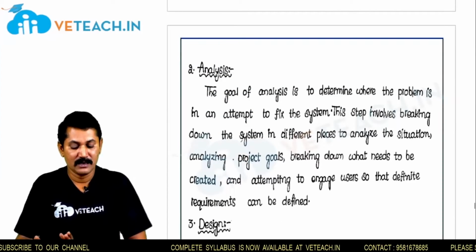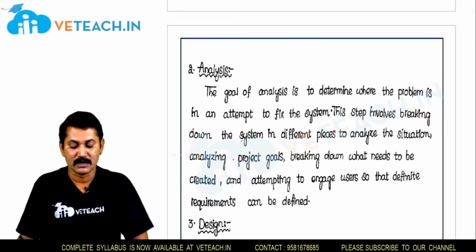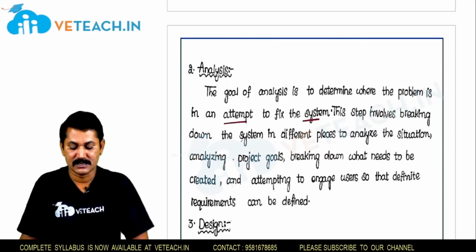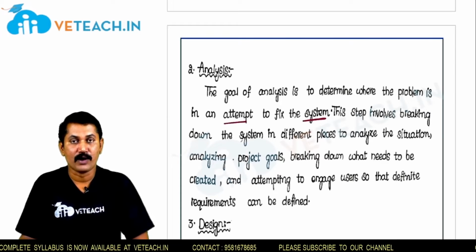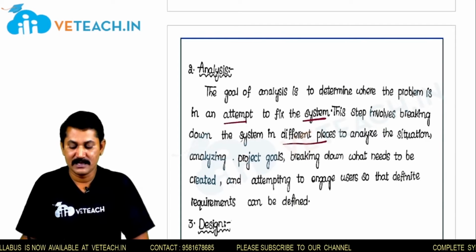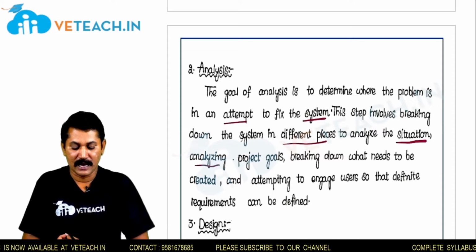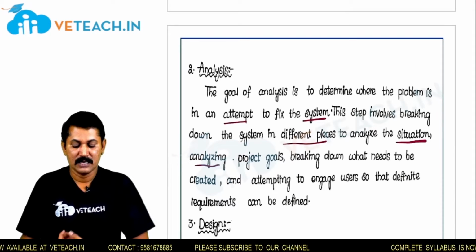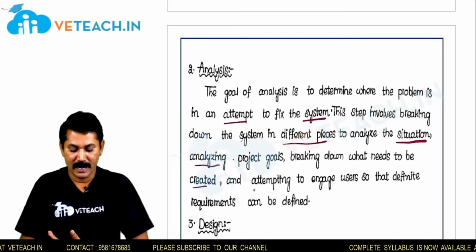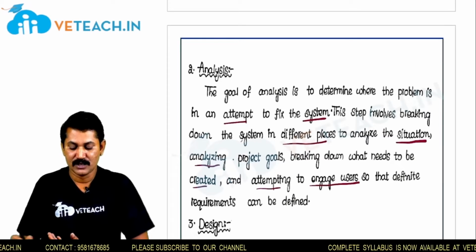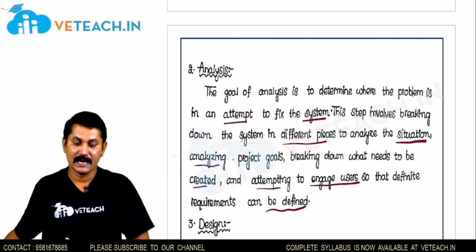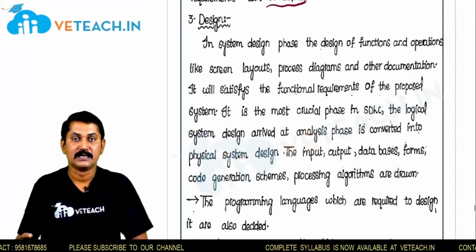The next one is analysis. In the analysis part, the main goal is to determine where the problem is and attempt to fix the system. The step involves breaking down the system into different pieces to analyze the situation and the project goals. Here a breakdown needs to be created, and users are engaged so that definite requirements can be defined for the analysis. The next one is the design.